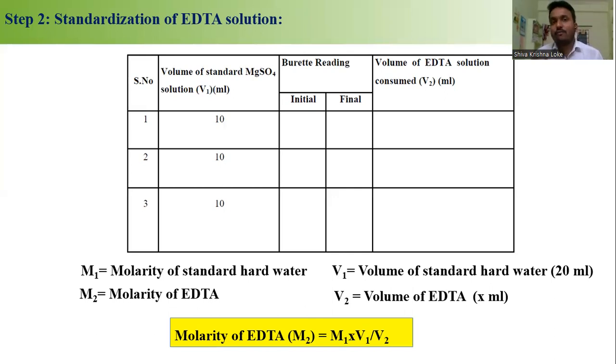So we have to take one value from the successive values, so we'll get V2, the volume of EDTA. If we substitute these values into the law of equivalence equation, M1V1 equals M2V2, we'll get the molarity M2. M2 is the molarity of EDTA. So in the second step, we get the molarity of EDTA.